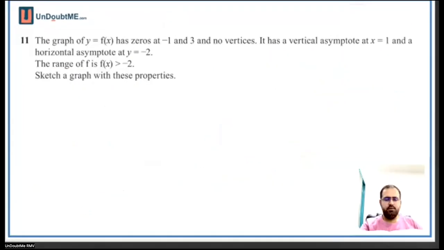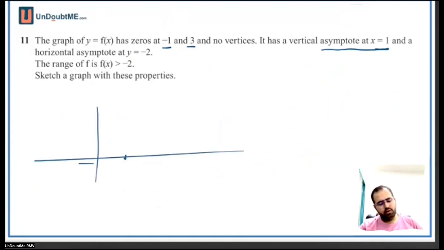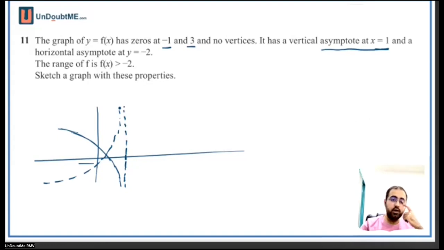So -1 and -3 are the x-axis intercepts. When they say vertical asymptote, it is at 1. So let's say this is 1. At 1, I will draw a line like this, and the graph will come from here somewhat like this, or it can be either way. It can be like this also. Now we have to decide how the graph is actually going.